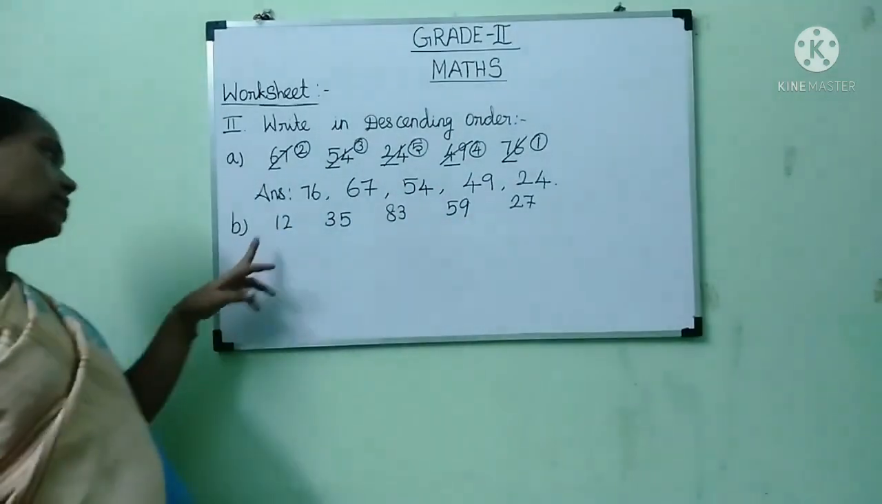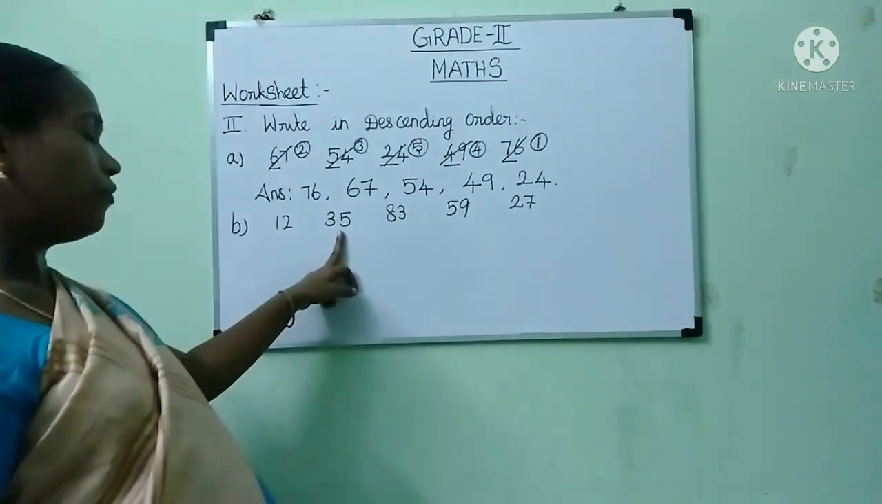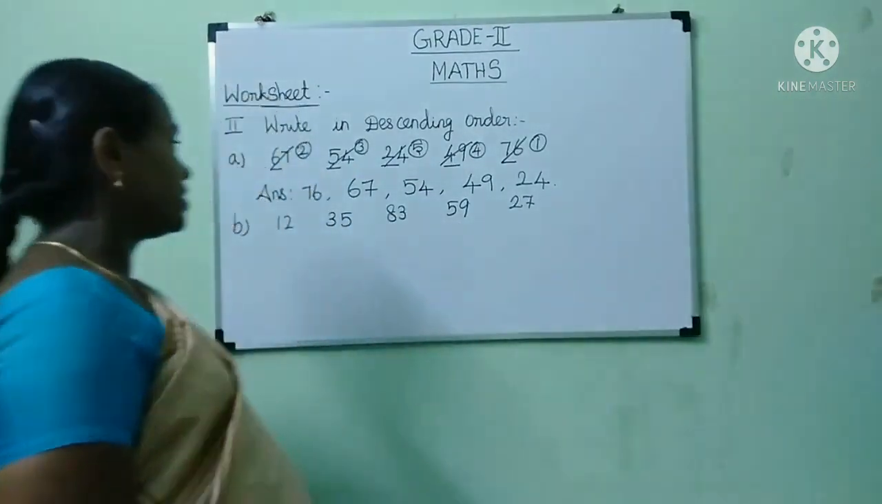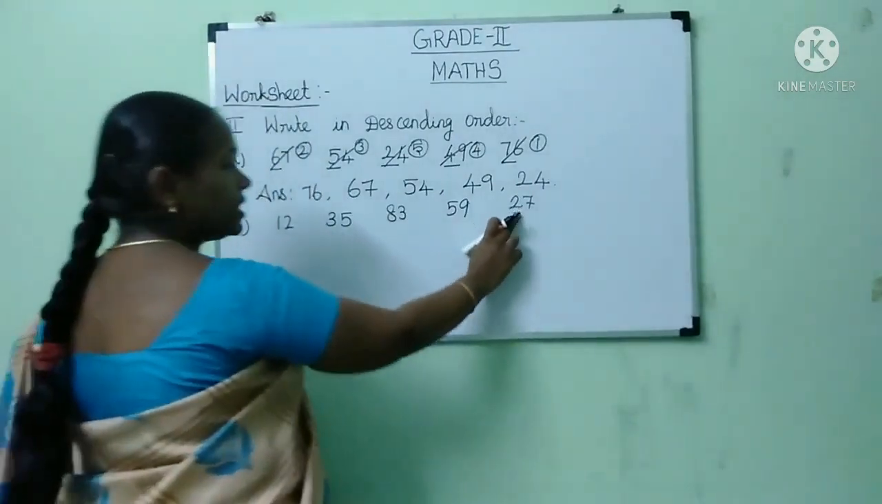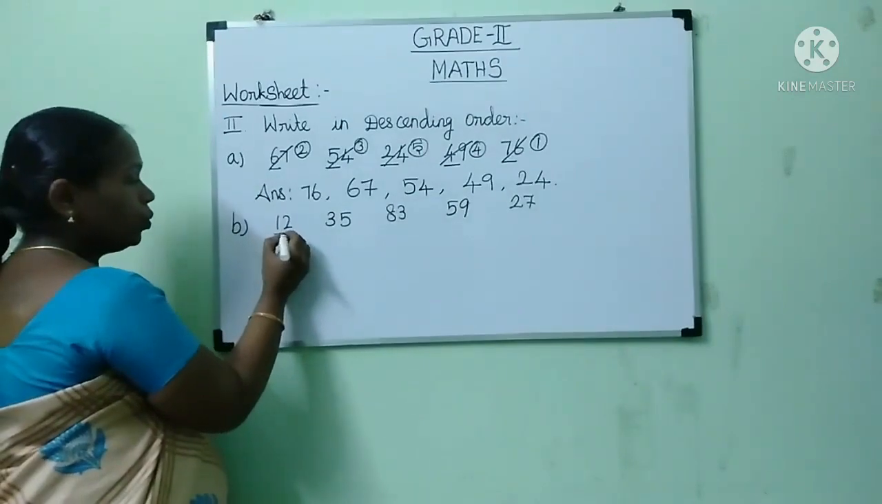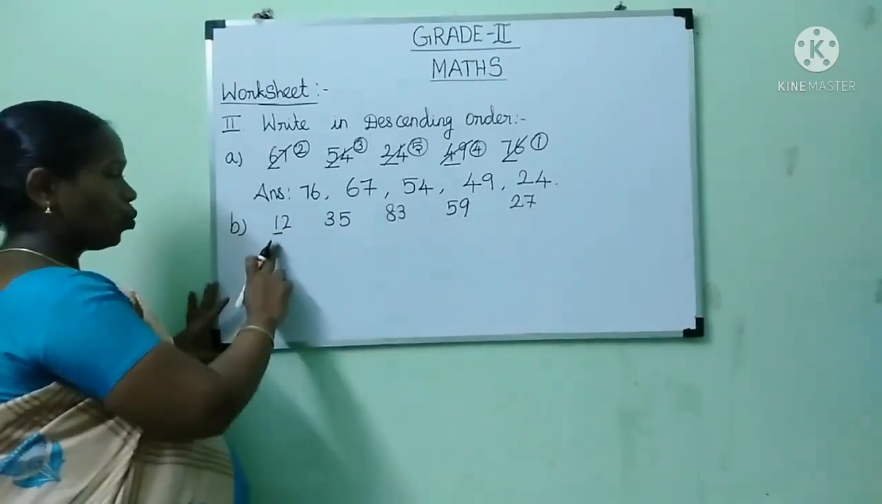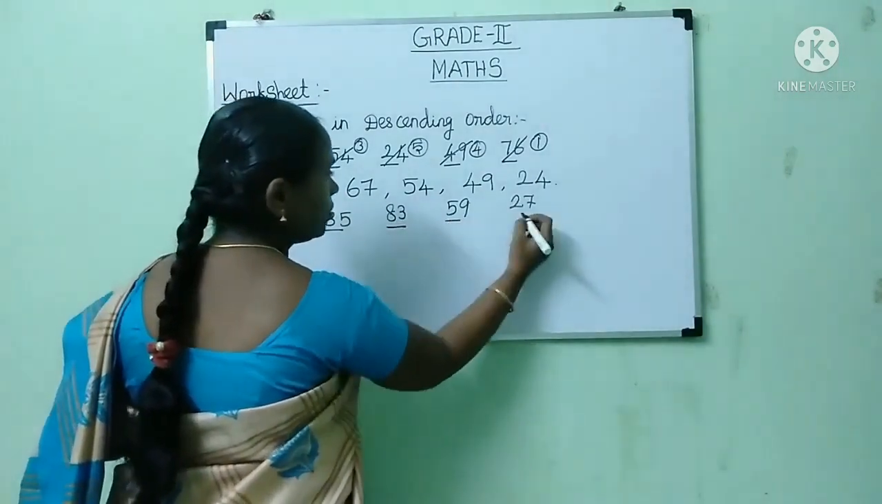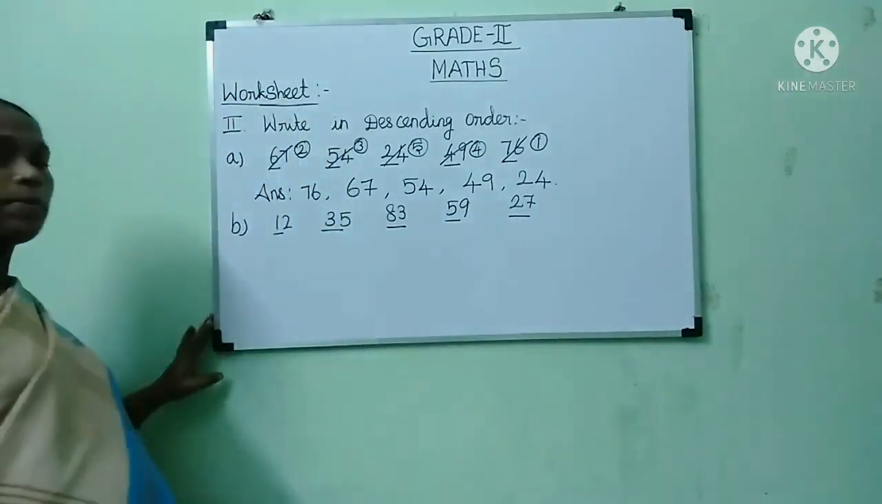Okay. The next sum, 12, 35, 83, 59 and 27. See, which number is the biggest number? See in tens place. 1, 3, 8, 5, 2. Which number is the biggest number?